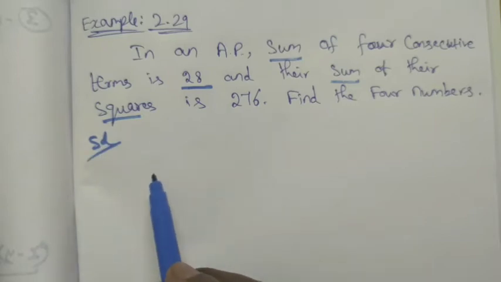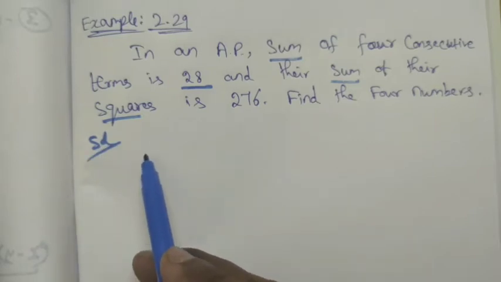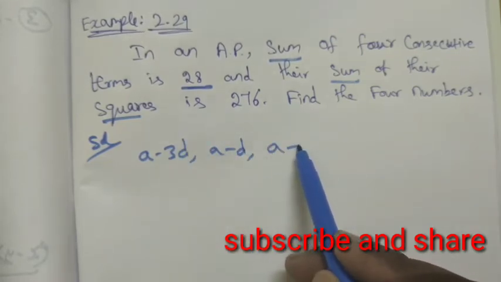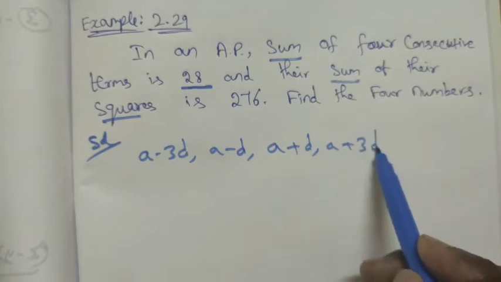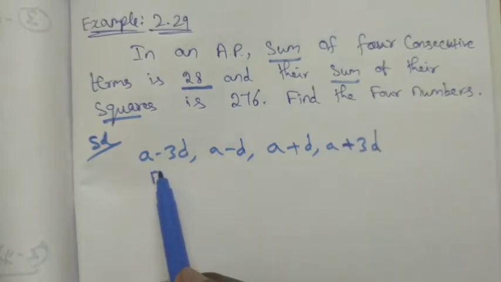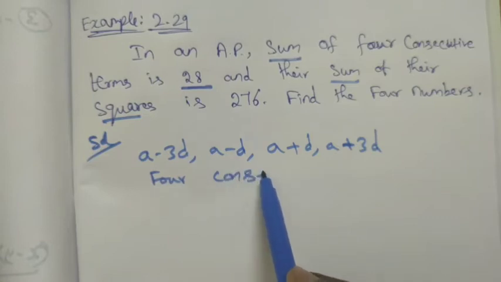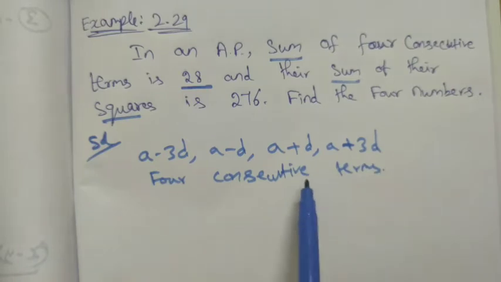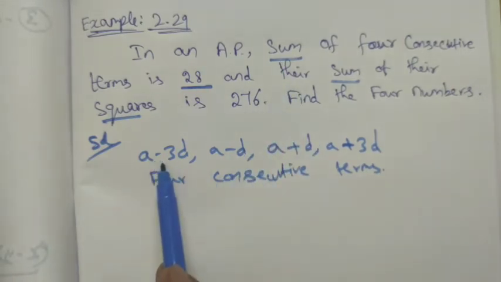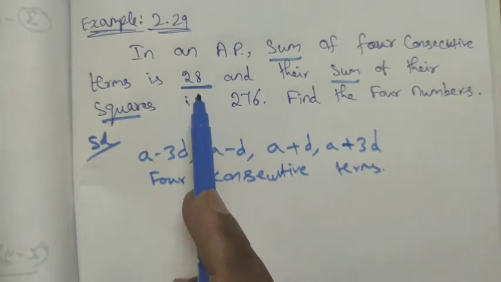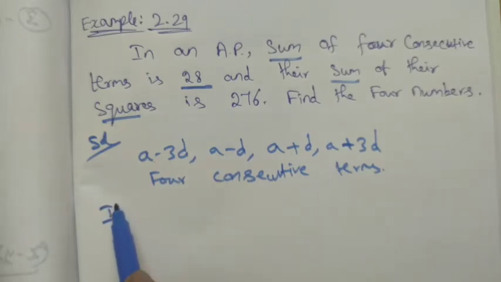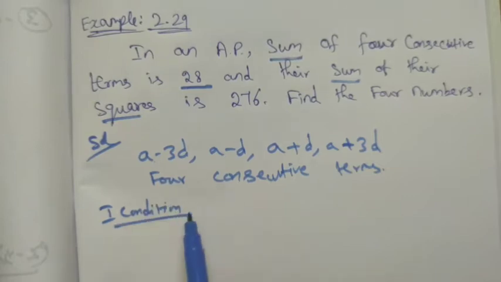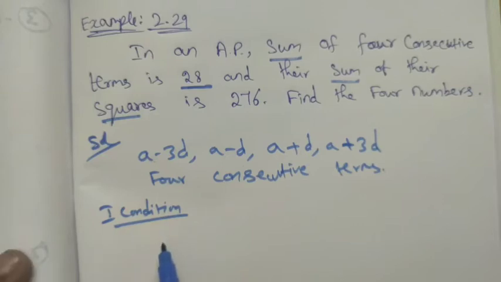So first we know the 4 consecutive terms. We know that 4 consecutive terms are a minus 3d, a minus d, a plus d, a plus 3d. This is the 4 consecutive terms. So now the first condition is that when we add all these 4 consecutive terms we get 28. That is the first condition, right? Or the sum of the 4 consecutive terms.